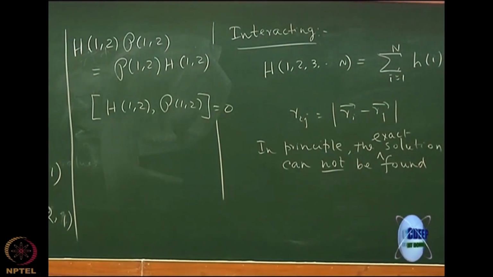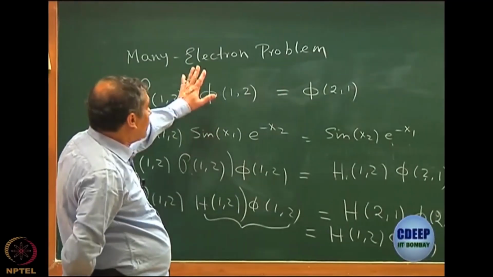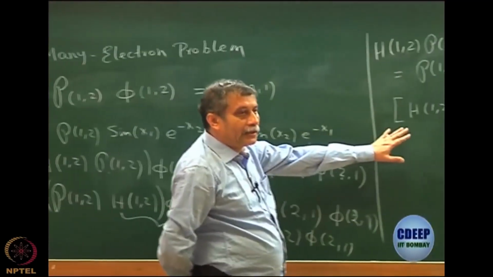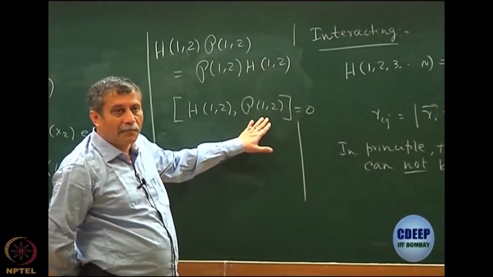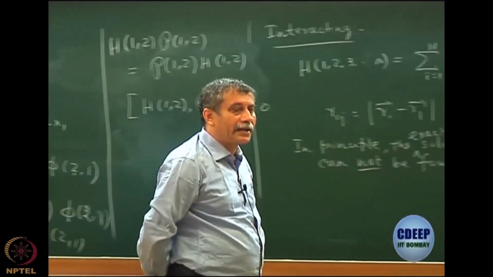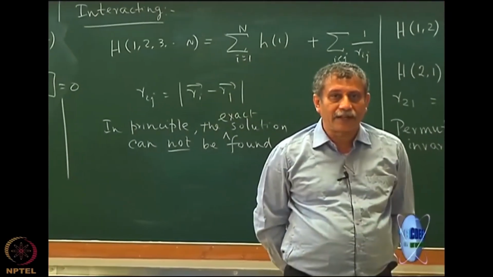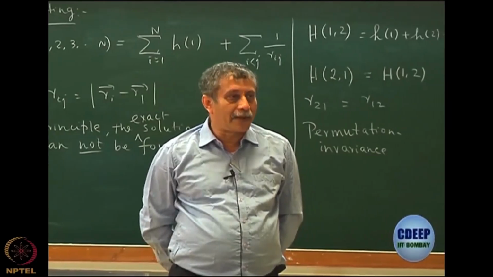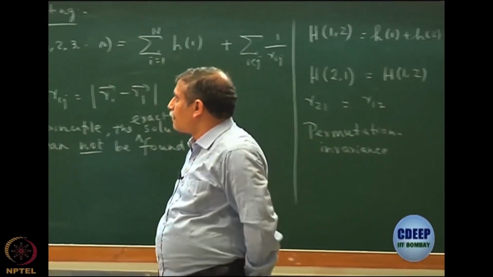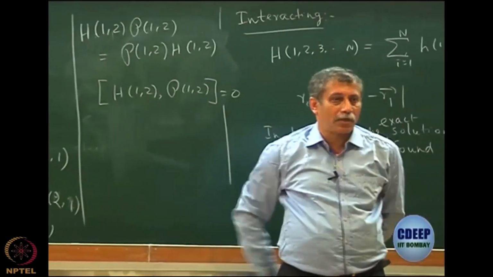So, what is the next argument? The argument is that instead of looking for the eigenfunction of the Hamiltonian, we will now look at the eigenfunction of the permutation operator, because they commute, and the theorem of quantum mechanics says that if two operators commute, they have common eigenfunctions, right. They share simultaneously the same eigenfunctions. Hence, instead of looking for the eigenfunction of the Hamiltonian, we look for the eigenfunction of the permutation operator.